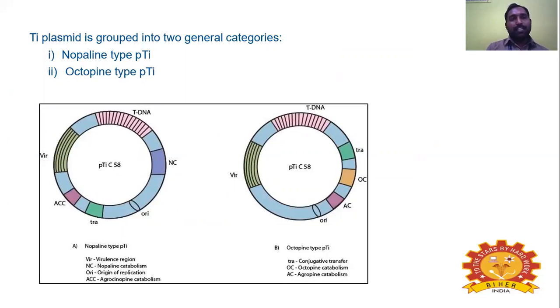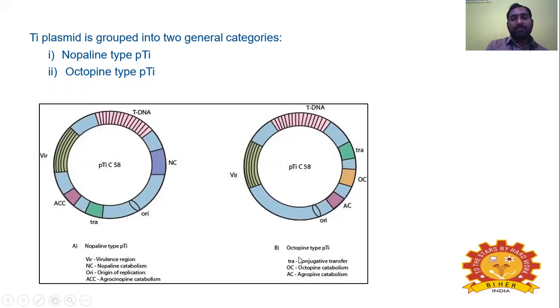So this is another important part. The Ti plasmid is a group in which you will have the nopaline and octopine types. These are the two important Ti plasmids. In the nopaline type tumor-inducing plasmid, you will have the T-DNA, the origin of replication, tetracycline, ACC, and the Vir genes. So these are the things that will be there.